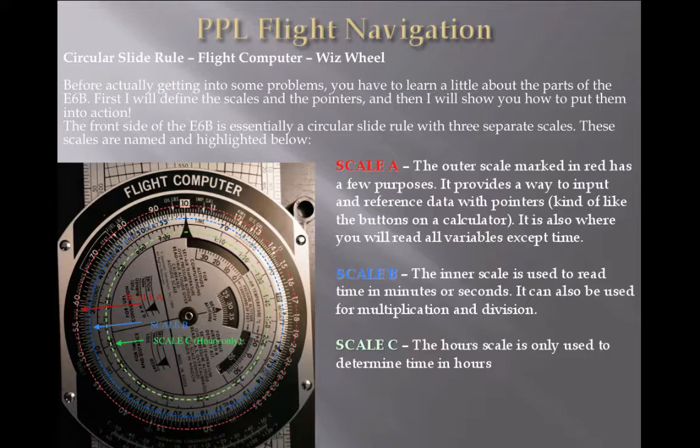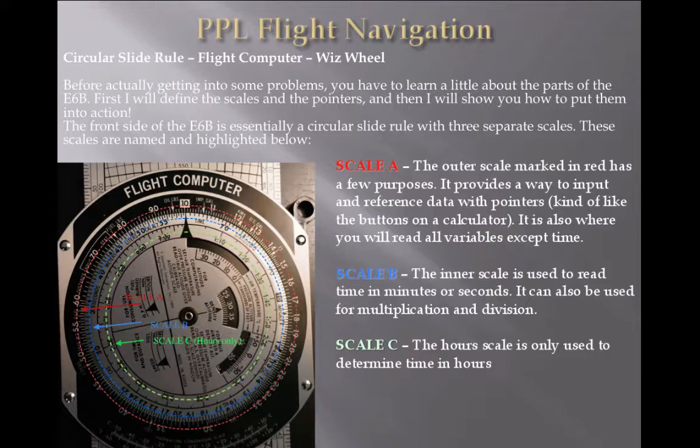Scale C is not overly advertised, and certainly some of the documentation that I was reading when I was going into my Air Nav exam didn't really cover it off. It's basically an hours scale compared to the minutes scale, or the inner scale. So it doesn't move. It's static, and anything on the inner circle, whether it be scale B or scale C, is always minutes or hours. So it's always time based.